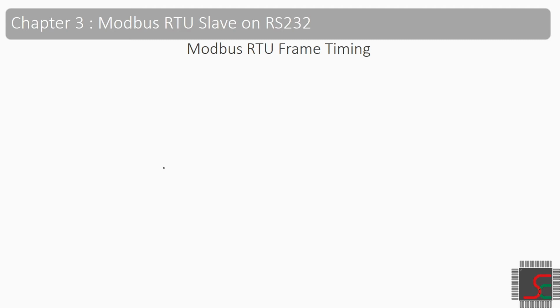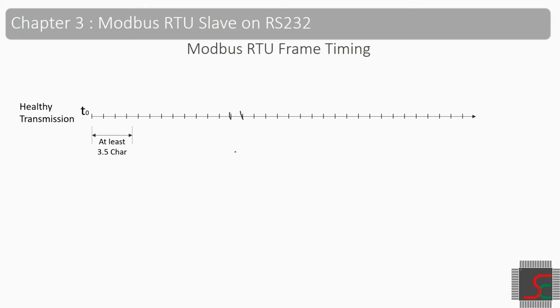Let's consider a healthy transmission line by the master. Here the horizontal line represents time and the small equidistant ticks represent the time duration for transfer of one character over the serial line. We shall view this animation with respect to the Modbus master. When the Modbus master sends a request for a function code, say function code number 3 as per the example of the previous slide, it will start with a silence of 3.5 characters. Here silence means no data.